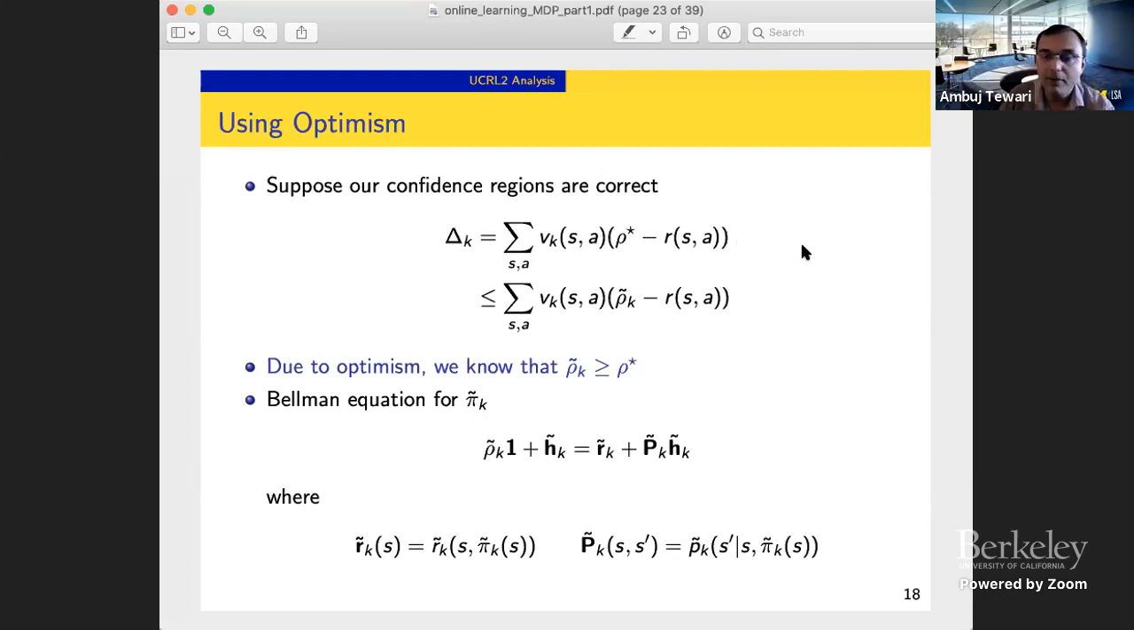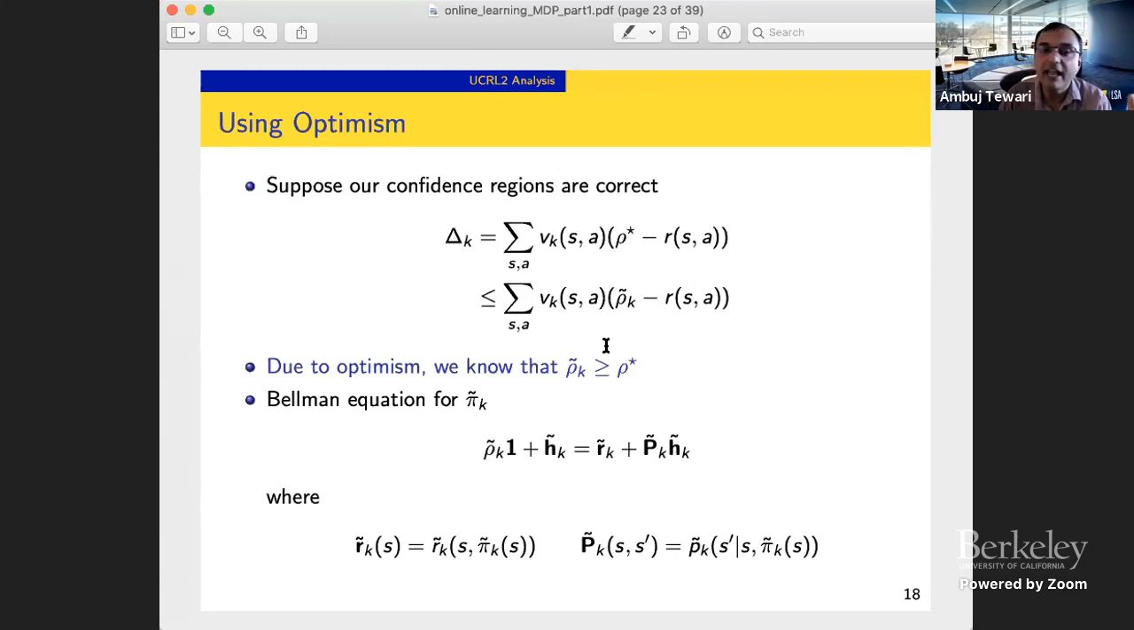So you look at the per episode regret, there's a rho star. The agent has no idea what rho star is. But because it's using optimism, and because we know that the true MDP is in the set, rho tilde k, which it can compute, is obviously an upper bound. So I can replace rho star, it's multiplying a positive quantity, so I'm not cheating. I can replace it with an upper bound. And so I get this upper bound on the regret.